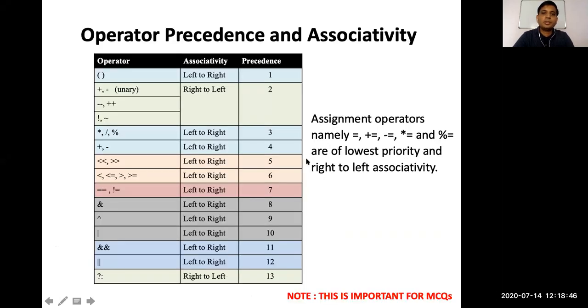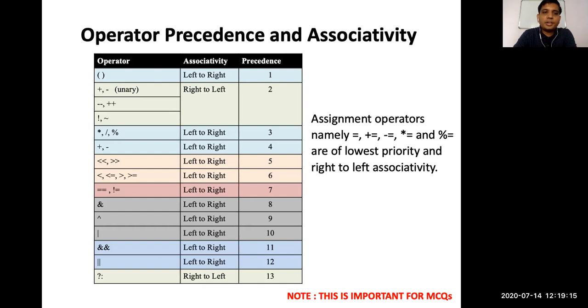Now next one is again operator precedence and associativity. Operator precedence: we have seen the different types of operators, but suppose there is more than one operator in your expression, then which operator gets executed first? That is the main question. This is the answer for it. This is the precedence table.